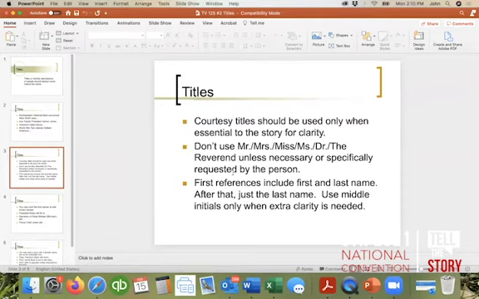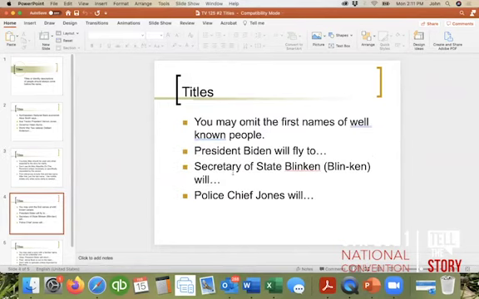Reference: first references include first and last name. After that, just the last name. Sometimes we use middle initials, only when extra clarity is needed in identifying a person. You may omit the first names of well-known people. President Biden, you just say President Biden. You don't always have to say President Joe Biden. Secretary of State Blinken. See what I did here?